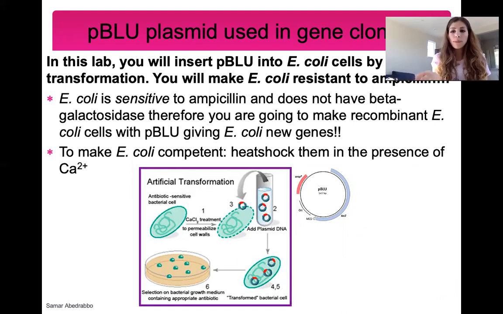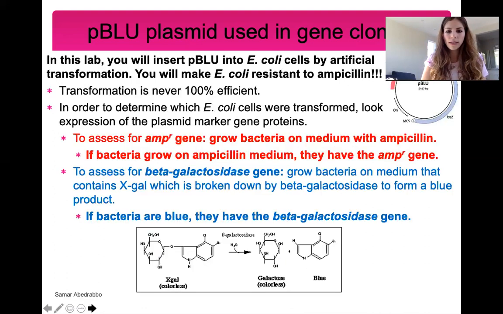What we're going to do in lab, we're not doing electroporation. You need these machines to do electroporation. You're going to heat shock your cells in the presence of calcium chloride. So you're going to add calcium chloride to your cells, and you're going to have your E. coli cells and your plasmid together in a tube. You're going to add some calcium chloride, then you're going to heat shock them. Anyway, once you have them together, you're going to heat shock them.